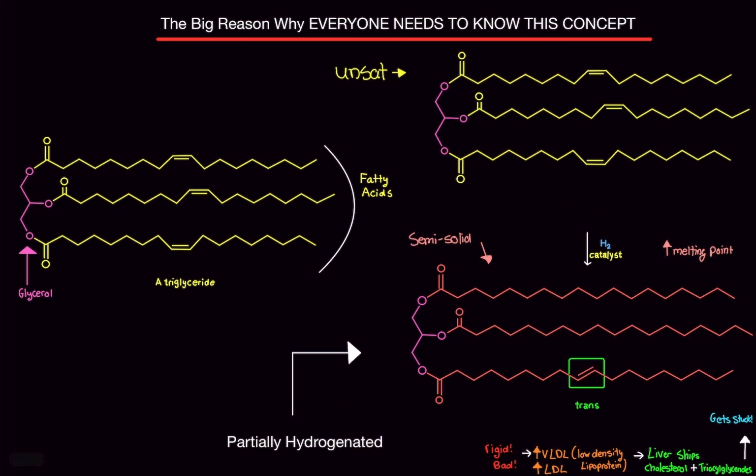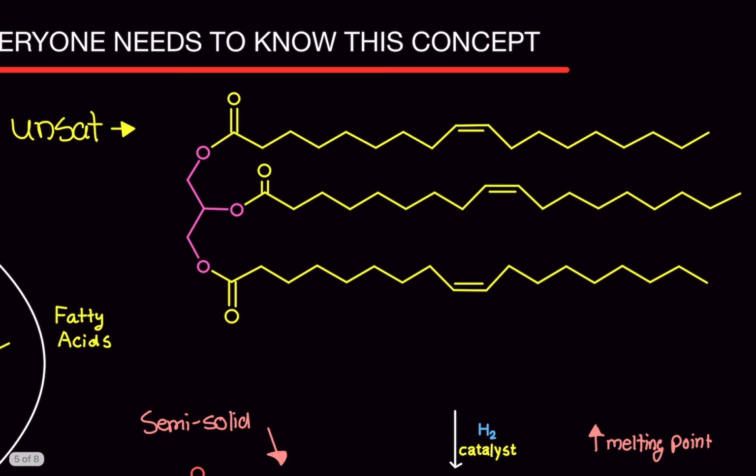Okay. The big reason why everyone needs to know this concept, and I'm going to open your eyes right now. Triglycerides are basically fats and oils in our natural world. This is an unsaturated fat. You will notice that it has double bonds. Unsaturated fats have a low melting point. A good example is vegetable oil. Vegetable oil is an unsaturated fat.